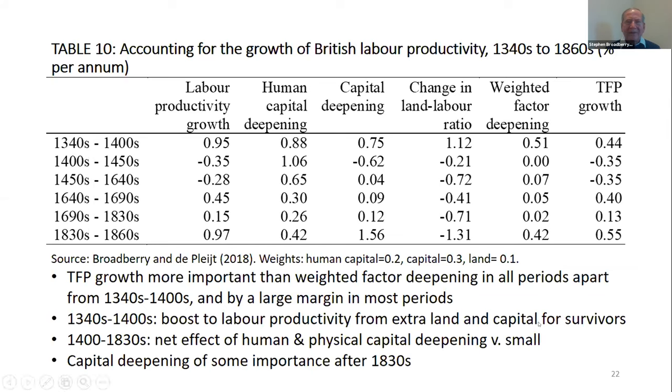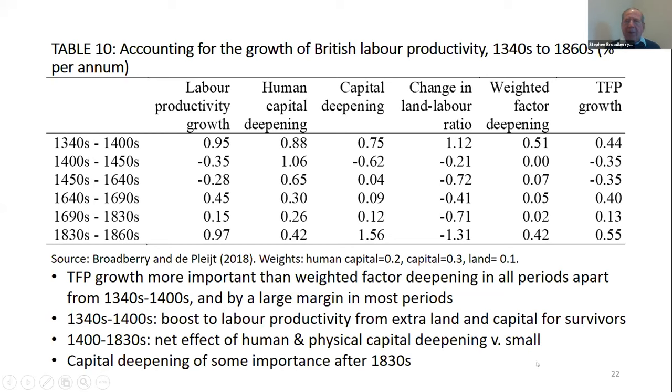There's one exception to that, and that is 1340s to 1400s. You do see weighted factor deepening actually being more important for the labor productivity growth than the TFP growth. Slightly more of the labor productivity growth is explained by factor deepening than TFP growth in the 1340s or 1400s. And what's happening there is the population falls and you then get an increase in capital per person. If you survived, you had more capital, you had more land as well. So this is this positive boost in the land labor ratio.